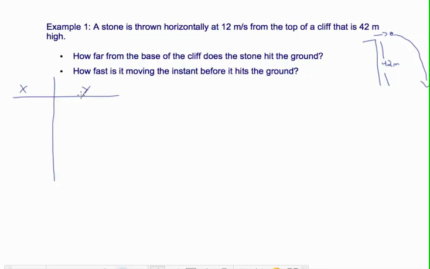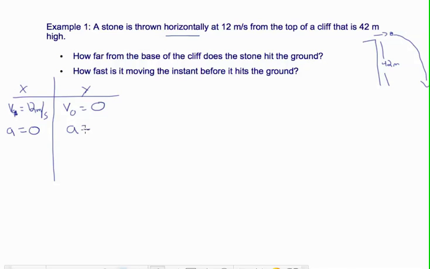So the stone is thrown horizontally. That means all of this initial velocity is in the x direction. And because there's no acceleration in the x direction, this is also the final velocity. So it's every velocity. In the y direction, there is no initial velocity, but the acceleration is 9.8 meters per second squared.